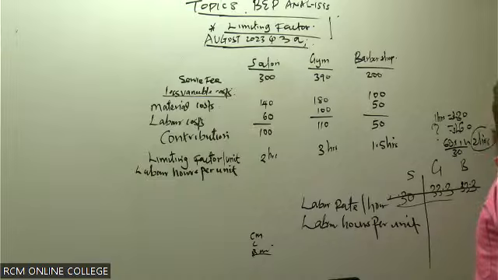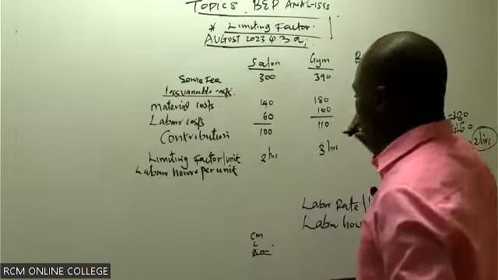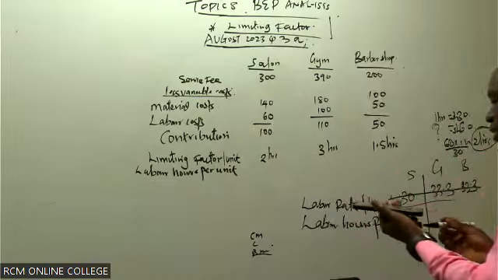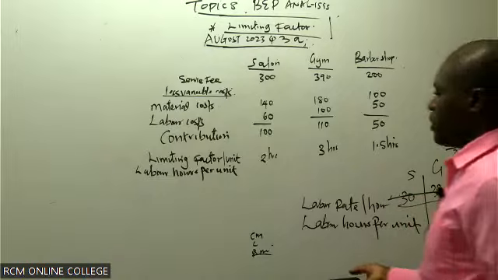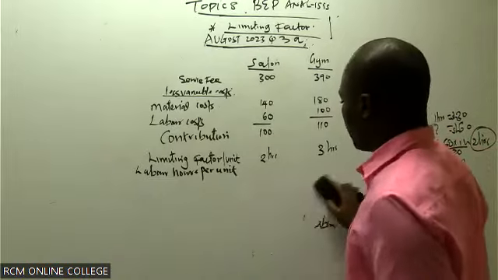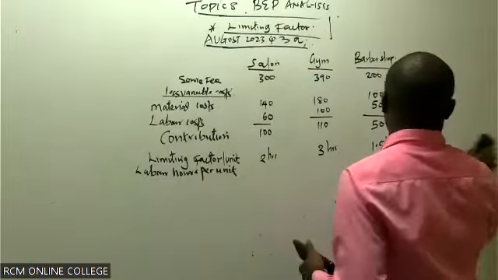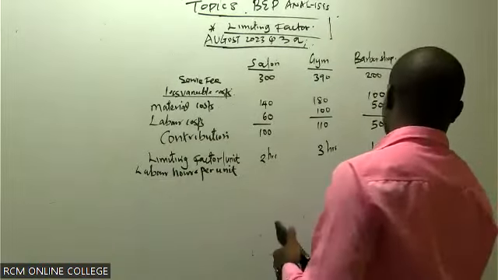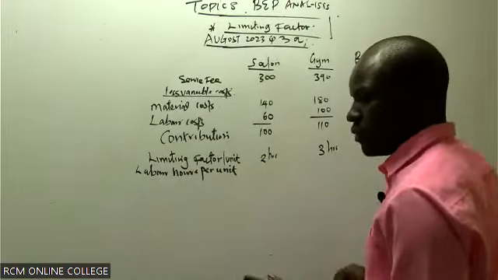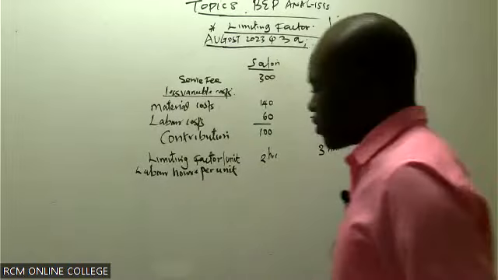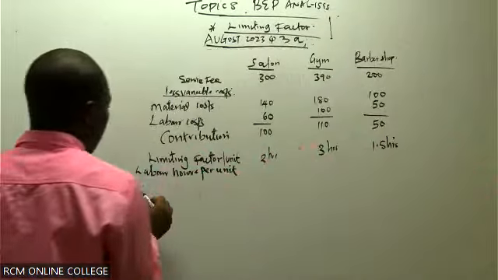So this 2 hours is what we are looking for. You put it here. But now in this question, the examiner wanted these people to do away with this paper, and the examiner decided to give you the limiting factor directly without calculating anything. So having done that, you now give us the contribution per limiting factor.